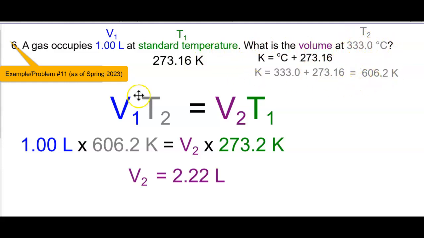I did that here. And then remember the formula is V1T2 equals V2T1. 1 liter times 606.2 Kelvin. Why? Because T2 has to be here. V1T2 equals V2T1. Again, the 2 things I have are temperature, both of them in Kelvin. When I mathematically divide my temperature over, my unit of Kelvin cancels, leaving me liters for my unit and leaving me 2.22 liters for my mathematical answer.